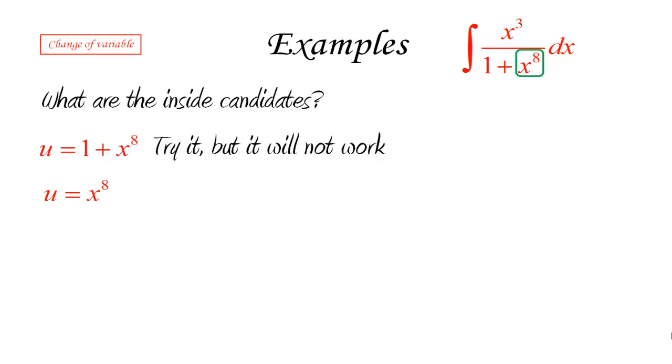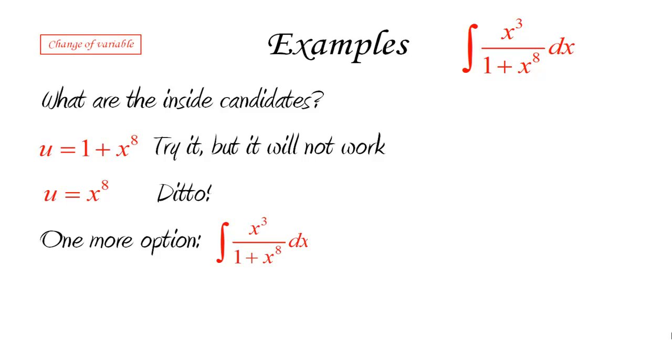The next thing you may want to try is say, okay, how about just x to the 8th? That looks like a little bit simpler. It's another option. It's inside a sum, which is inside the denominator. It might work. Not really. Ditto. Does not work. Okay, you can try, but again, you might want to see why it doesn't work. So what works? Well, here what works is a little bit of experience.